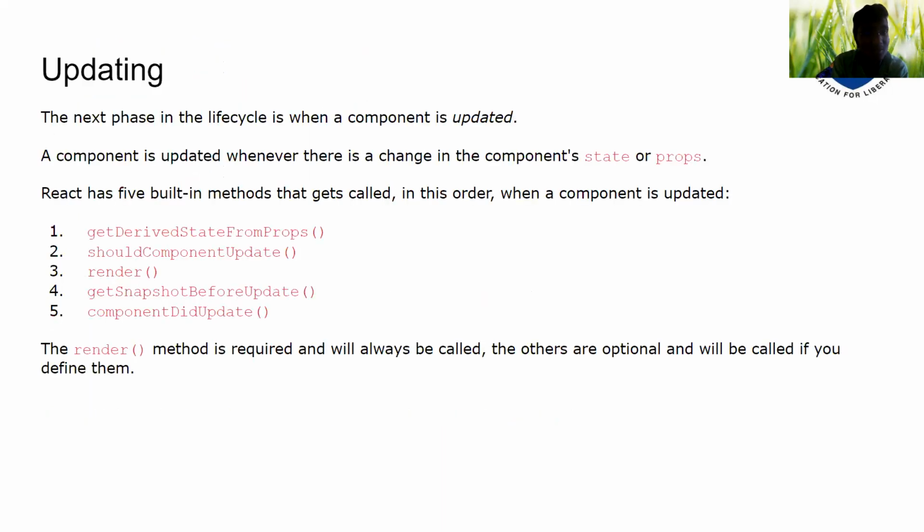Updating. The next phase in the lifecycle is when a component is updated. A component is updated whenever there is a change in component state or props. React has five built-in methods that get called in this order when a component is updated: getDerivedStateFromProps, shouldComponentUpdate, render, getSnapshotBeforeUpdate, componentDidUpdate. The render method is required and will always be called. The others are optional and will be called if you define them.